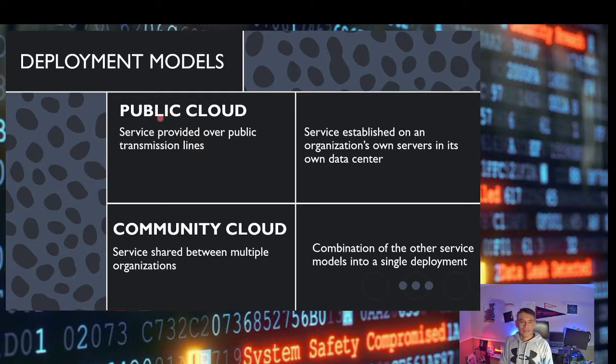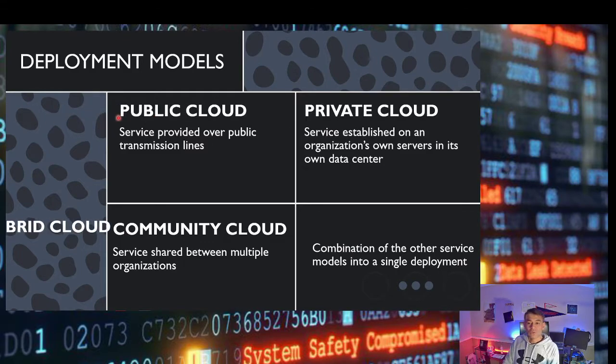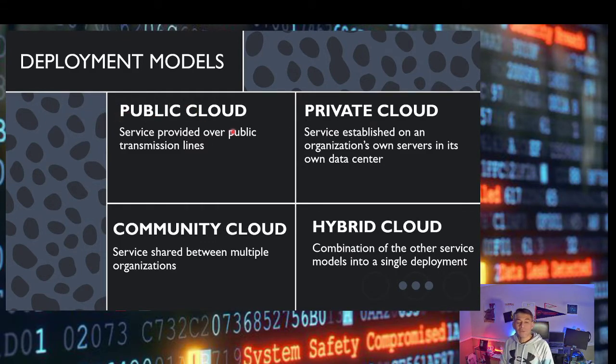Deployment models. There are 4. We are going to talk about the public cloud, service provided over public transmission lines, and this is pretty much what you see a lot of companies using in the form of Amazon Web Services, Microsoft Azure, Google Cloud. They typically go with the public cloud solution, meaning it is in a data center environment in the cloud that is available to the general public and shared by different companies.